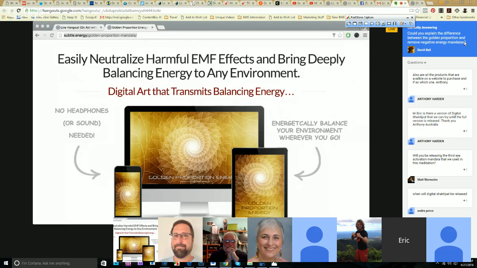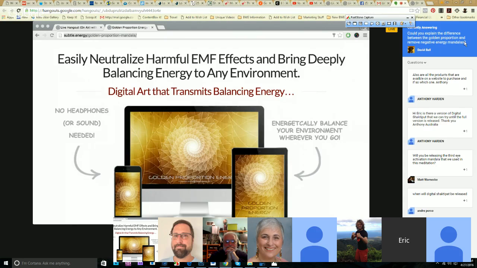So what I did was I worked with a signature that's designed specifically to just remove vertical negative green. It doesn't work on the principle of golden proportion energy. All it does is remove the vertical negative green. That's all it does. It doesn't supply the golden proportion energy. So that's the difference between it and the golden proportion.